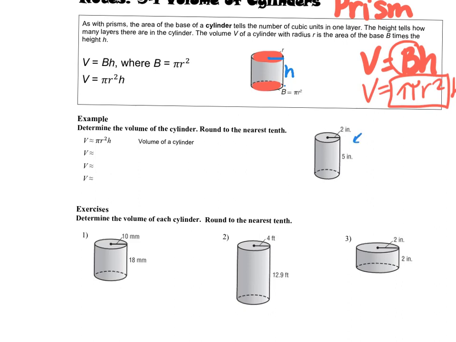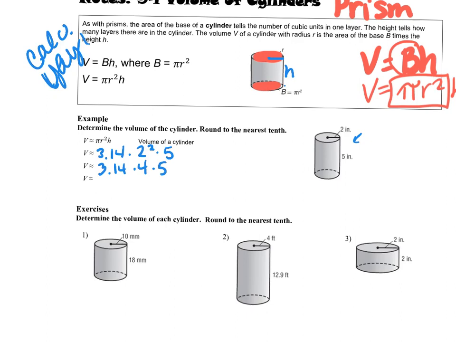So pi, and you do get to use a calculator because this is an 8th grade unit, so yay. There's a pi button on your calculator. It is when you hit second, and the little caret arrow key that you would use for a power symbol, it's right above that. But just for notes here, we're going to say 3.14. The radius is 2, so 2 squared times the height. So 3.14 times 4 times 5.